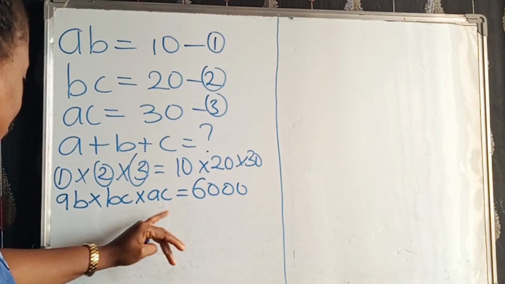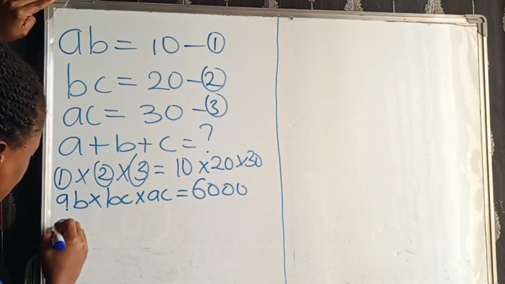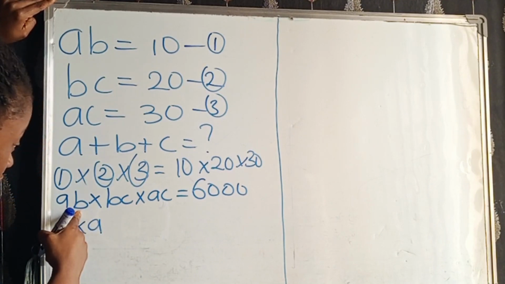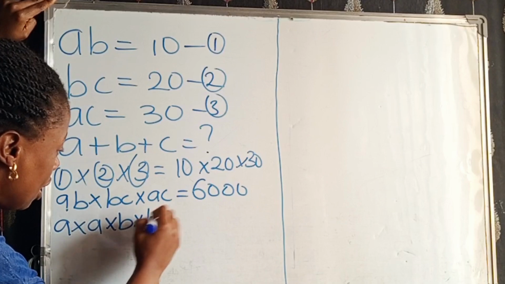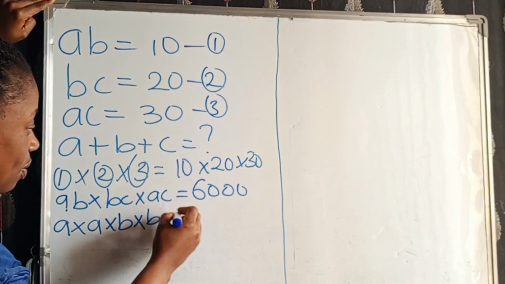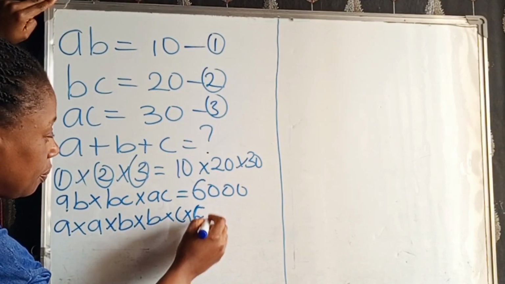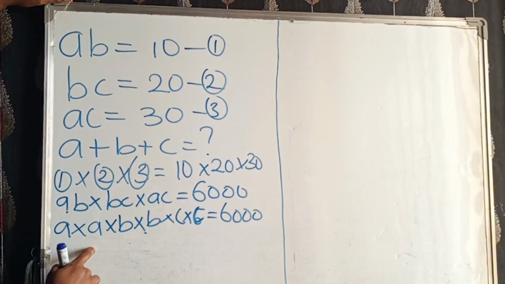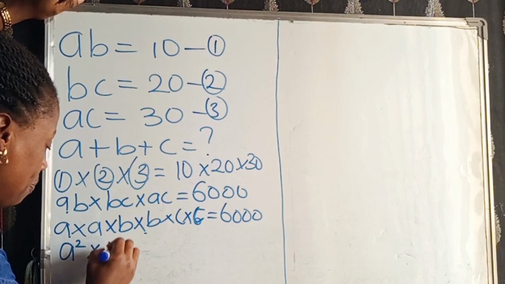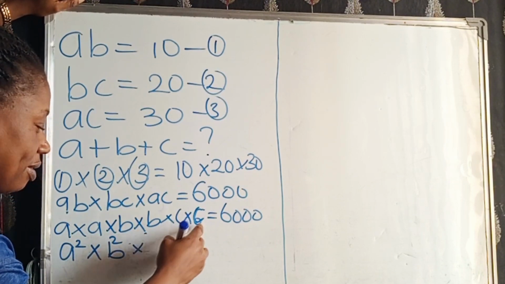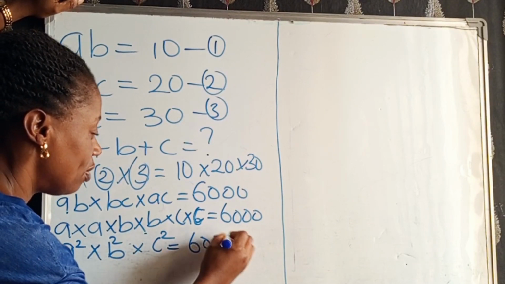If you look at this closely, we have A here and we have A here, so this is the same as A times A. There's B here and there's B here, so we say B times B. There's C here and there's C here, so we say C times C. A times A is the same as A squared. B times B is the same as B squared. And C times C is the same as C squared, all equals 6,000.